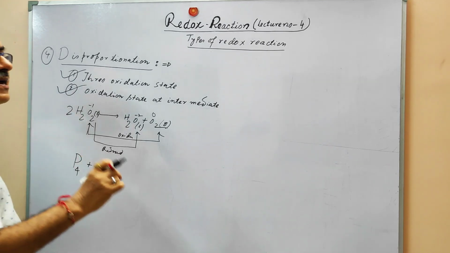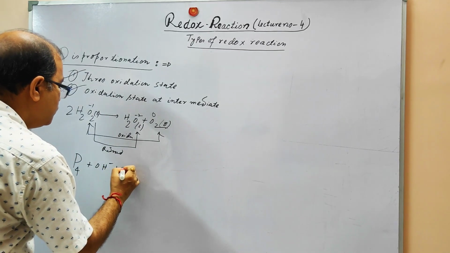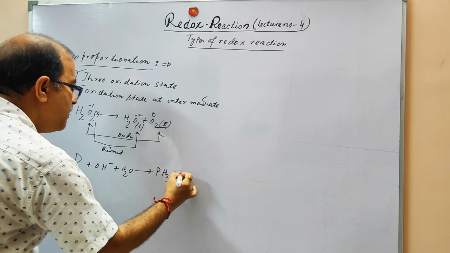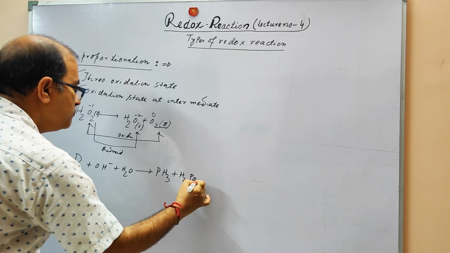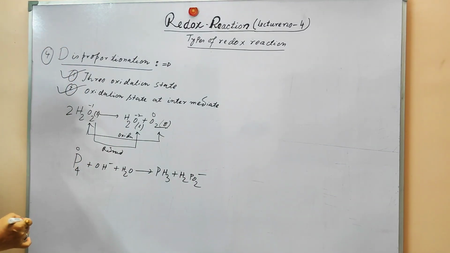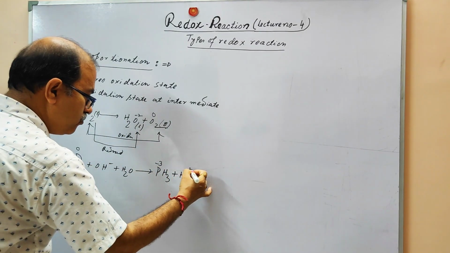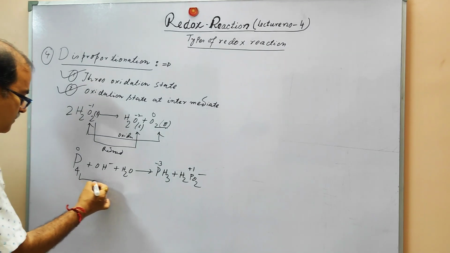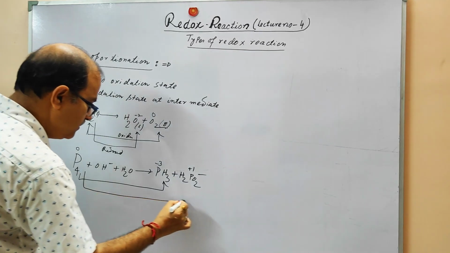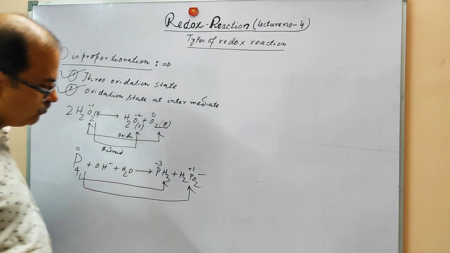OH means it reacts in the presence of alkali, and it will produce PH3 and H2PO2 minus ions. Here you can see phosphorus having the oxidation state 0 decreases to -3, whereas in H2PO2 minus it is +1. So this phosphorus is both reduced and oxidized, so it shows this disproportionation reaction.